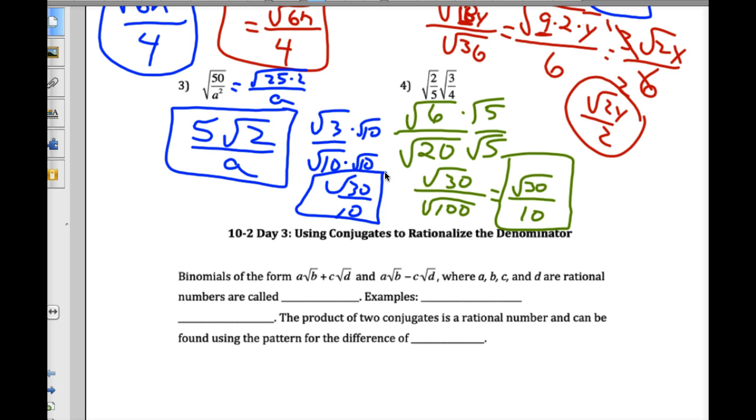How'd you get radical 30 over 10? Okay. What's radical 6 times radical 5? What's radical 20 times radical 5? Radical 100, which is 10.